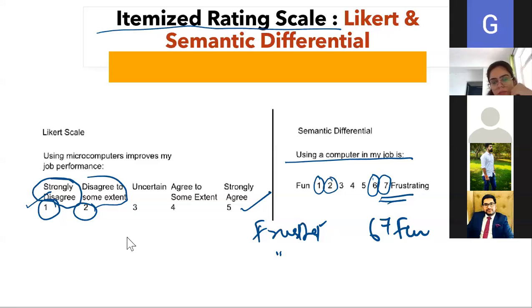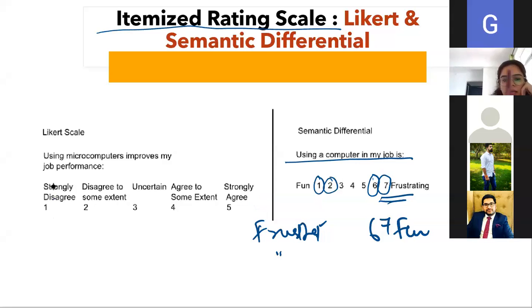Using icons instead of numbers will also be an example of Likert scale. You can use icons, but you have to describe it. Sorry, what? Stars are there. That star is given. Suppose 1 star is for strongly disagree and 5 stars for strongly agree. You can do that instead also. There are different ways. There are various animations also included.